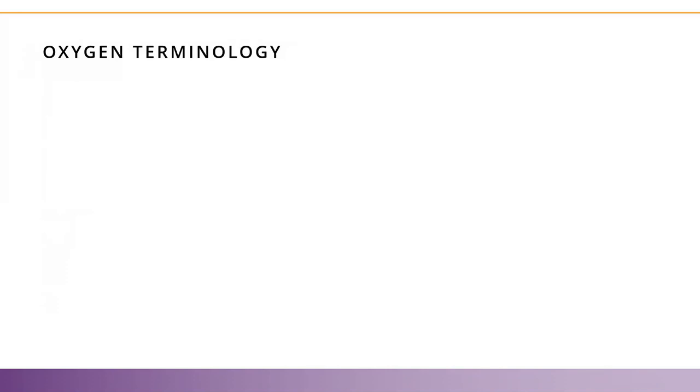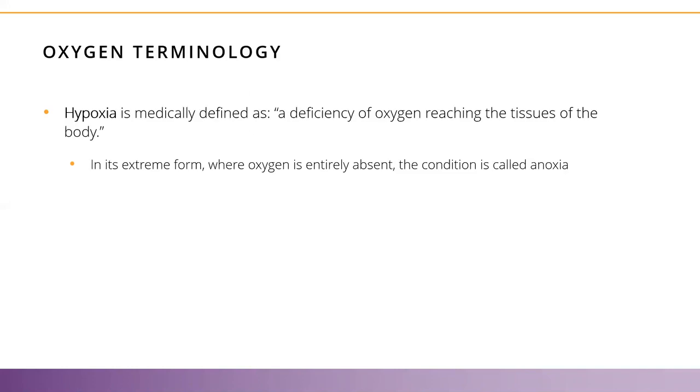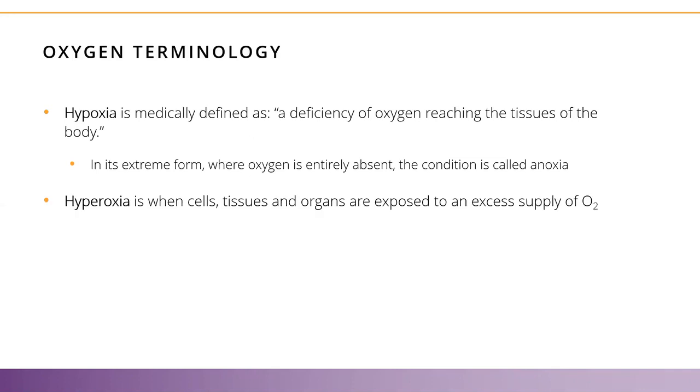we termed hypoxia, normoxia, and I mentioned hyperoxia. Medically speaking, hypoxia is defined as a deficiency of oxygen reaching the tissue of the body. And in its extreme form, where oxygen is entirely absent, the condition is called anoxia. Then I mentioned hyperoxia, which basically means there is an excess supply of oxygen present.